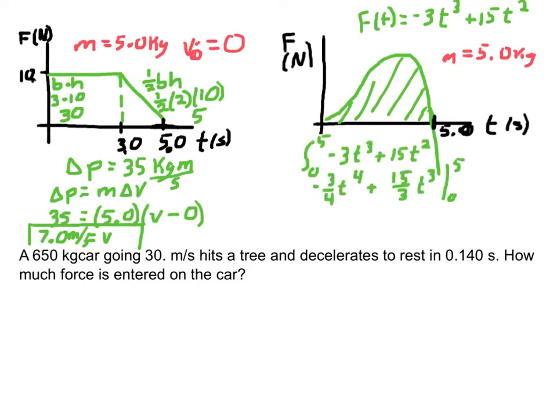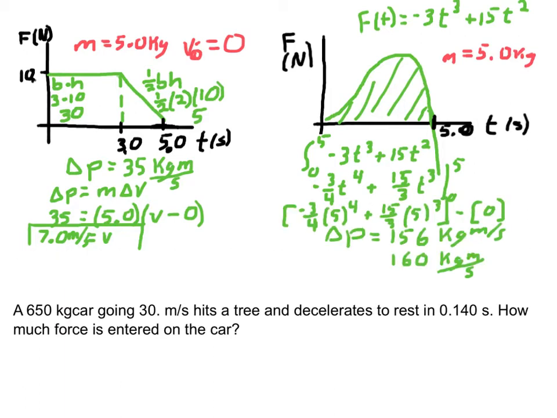So I'm looking for the change in momentum between 0 and, let's say, 5 seconds here. Again, I would just simply take the integral, which then I did, and now we need to actually substitute in. So it looks like, again, with 2 sig figs, 160 kilogram meters per second for that problem where I'm taking the integral because it was a non-constant force and they gave me the equation.